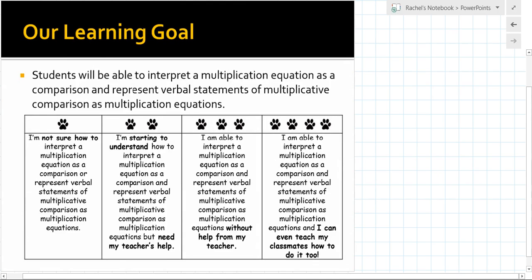Looking back at our goal, after today, students should be able to interpret a multiplication equation as a comparison, and then using a verbal statement, they should be able to represent it as well, just like we did in this lesson.